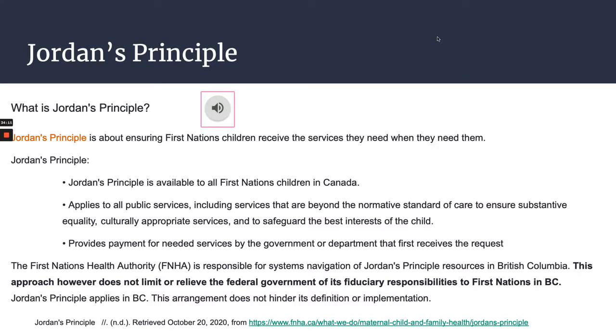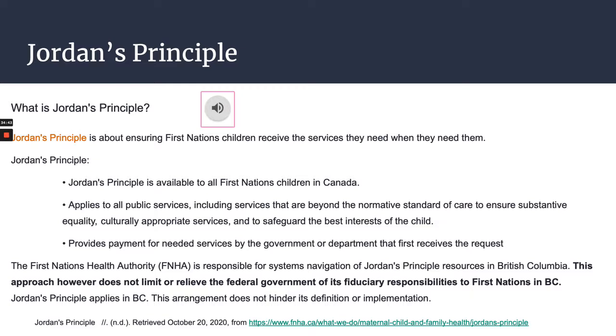What is Jordan's Principle? Jordan's Principle is about ensuring First Nations children receive the services they need when they need them. Jordan's Principle is available to all First Nations children in Canada. It applies to all public services, including services that are beyond the normative standard of care, to ensure substantial equality, culturally appropriate services, and to safeguard the best interest of the child.